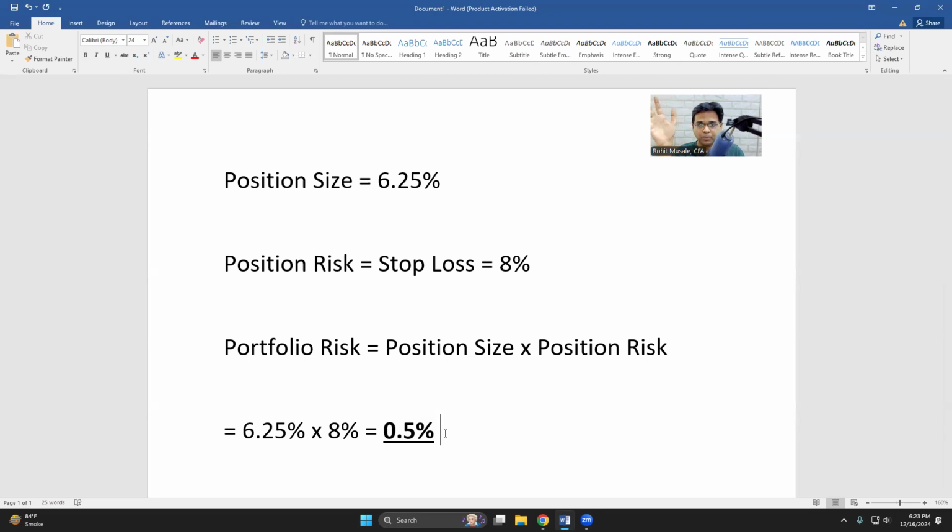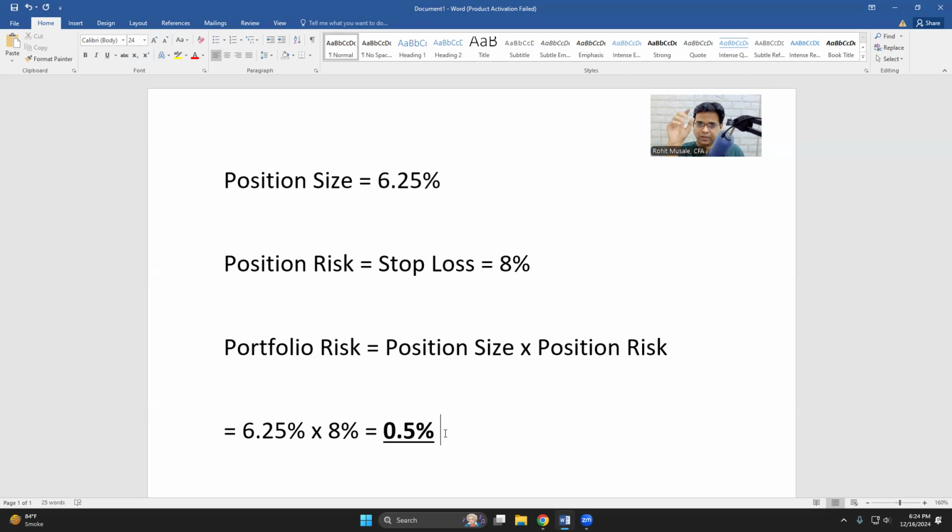So, people who do not have knowledge of the stock market, they say that the stock market is risky. But they forget to ask how much risk. Can you tell me mathematically how much risk? I'm telling you mathematically your risk is 0.5%. So half a percent of your portfolio is actually at risk in spite of the fact that you have taken 6.25% position size. That's the beauty of this concept.